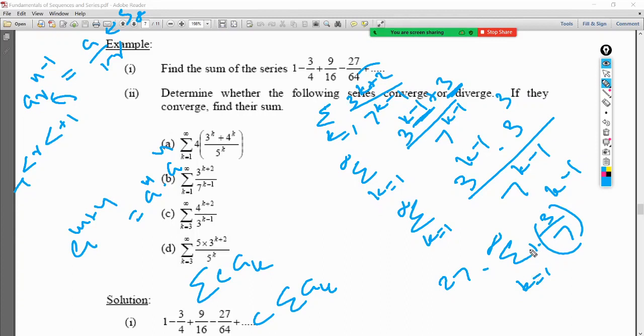This is a geometric series where a is 1, right? A is 1 and r is 3 divided by 7. If r is 3 divided by 7, r is between minus 1 and plus 1. So therefore this is a convergent series. And what is S infinity? A divided by 1 minus r. So therefore this is 27 is there. A is 1. A is 1 divided by 1 minus r. 1 minus 3 divided by 7.